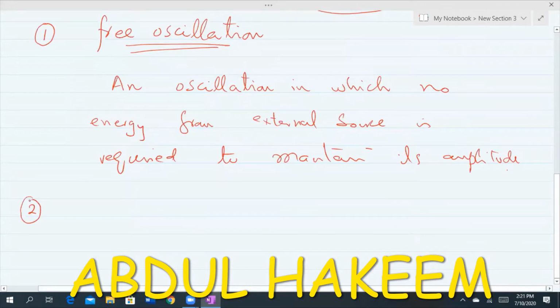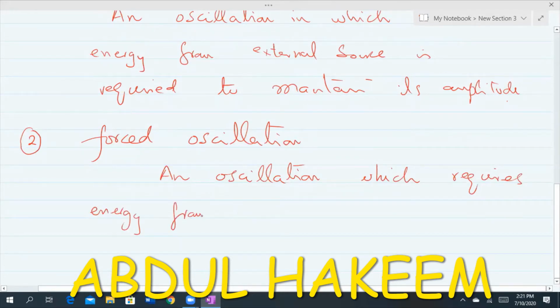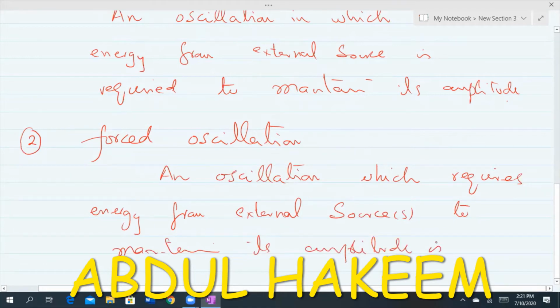Number two, forced oscillation. This is the oscillation which requires energy from external sources to maintain its amplitude, and is called a forced oscillating system.